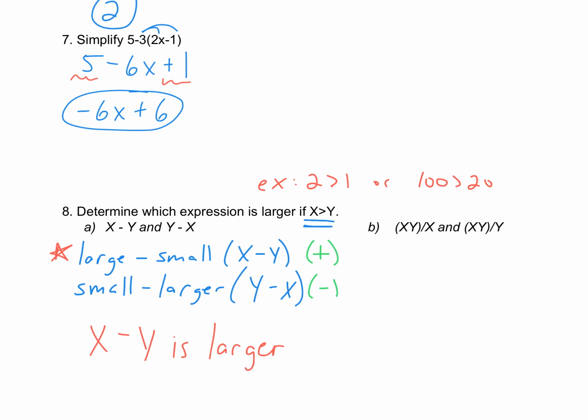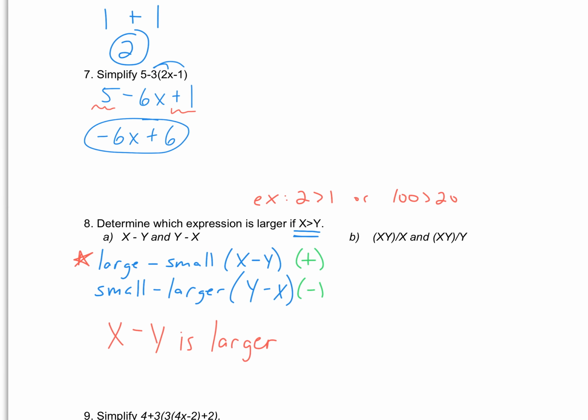If I look at B, I have a fraction here. It might be useful to write this actually as a fraction looking like this. And what I notice is the numerators are the same. It's going to be the same number. So really I'm comparing the denominators.